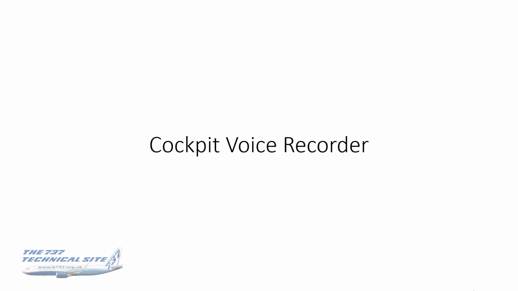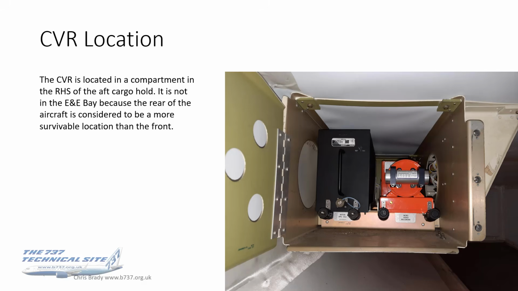Okay, let's take a deeper look at the CVR, the cockpit voice recorder. It's located in a compartment in the right-hand side of the aft cargo hold. You can see in this photo. The actual shape and size of the compartment varies from aircraft to aircraft.